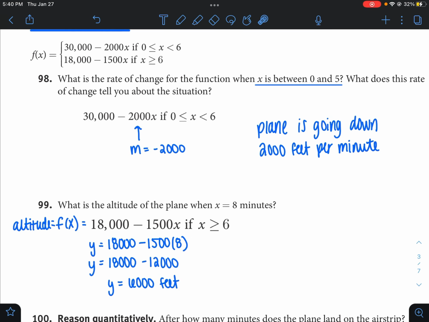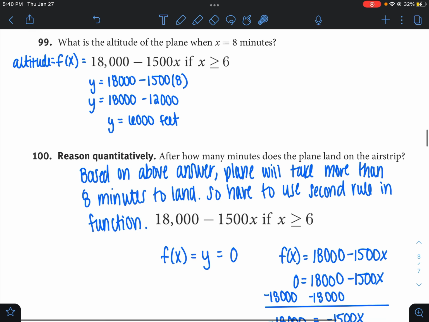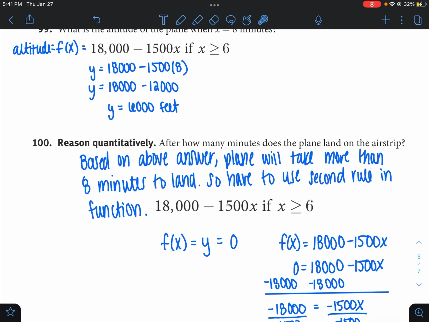All right. Then number 11, after how many minutes does the plane land on the airstrip? So based on the answer above, the plane at 8 minutes is still at 6,000 feet in the air. So it's going to take more than 8 minutes for us to land. Therefore, we have to use that second rule again. And if we're landing, that means we are at 0 feet in the air.